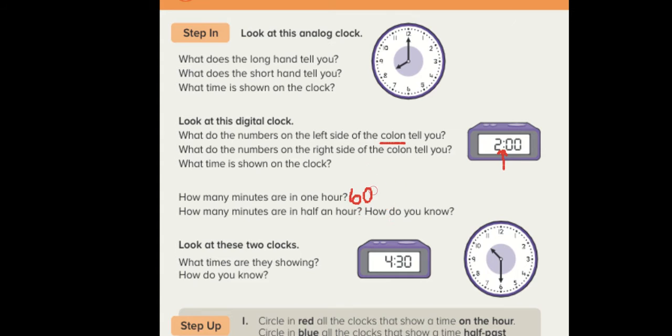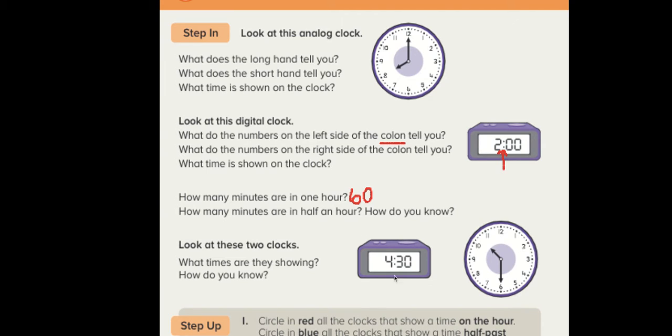How many minutes are in 1 hour? 60. And if we counted every little dot going around the analog clock, there would be 60 of them. Those represent the minutes. How many minutes are in half an hour? Well, if there's 60 minutes in 1 hour, half of 1 hour would be 30. So there are 30 minutes in a half hour.